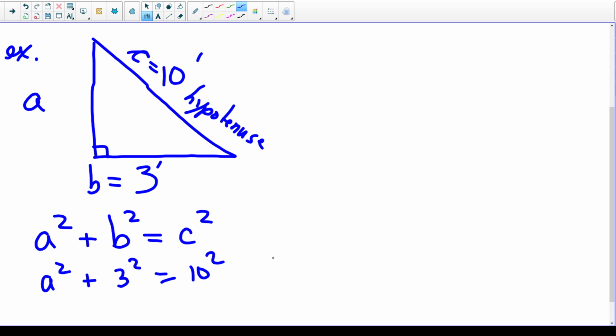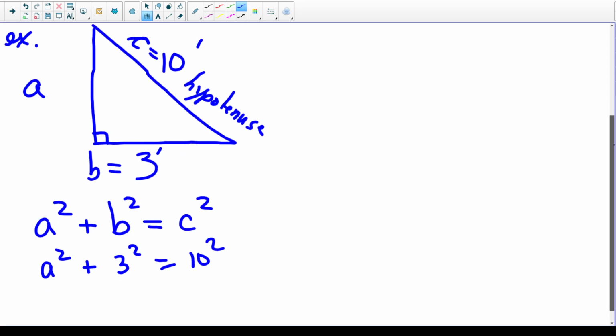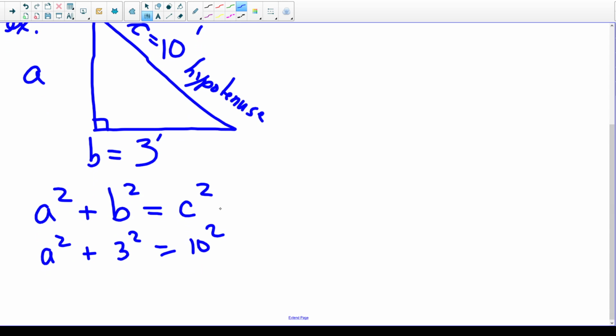And that means that there's a second step to do. We actually have to isolate a squared to be able to find what a is. So a squared plus b squared equals c squared is the Pythagorean theorem, but you have to always know where the numbers go. If your hypotenuse is given, you have to put the hypotenuse in the c position. If we want to isolate a squared, that means we have to move the plus 3 squared over to the other side. So that's going to look like this.